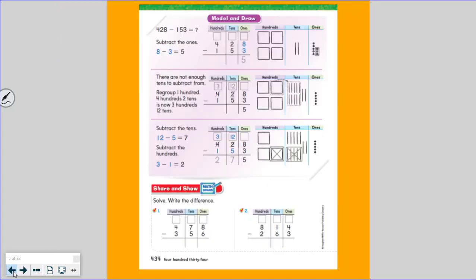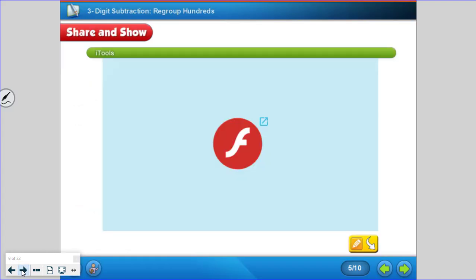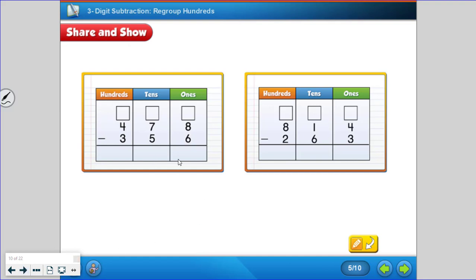All right, so I'm going to back up to the same page you're on. And let's try one together. Let's do the share and show. So we're going to do 478 minus 356. So I'm going to hop ahead. So I'm on the same problem as you. 478 minus 356. And we start with our ones.